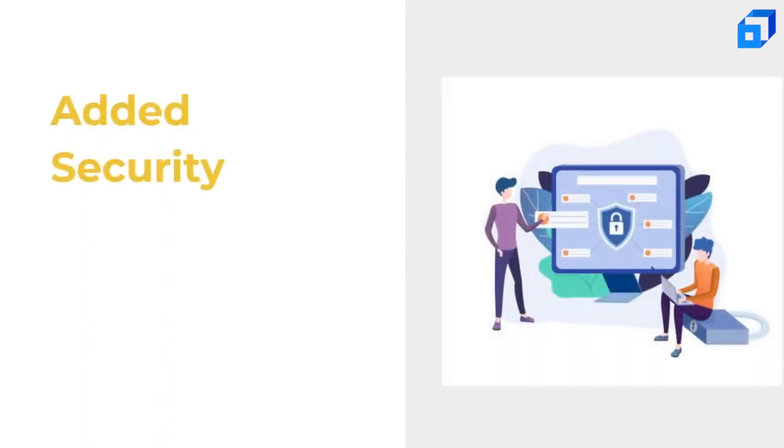Added security. As noted above, APIs create an added layer of protection between your data and a server. Developers can further strengthen API security by using tokens, signatures, and transport layer security (TLS) encryption, by implementing API gateways to manage and authenticate traffic, and by practicing effective API management.